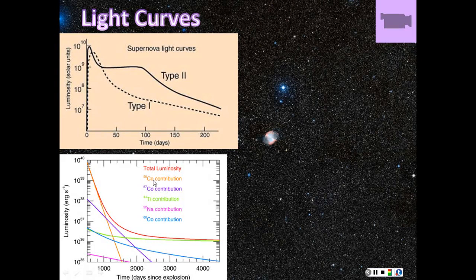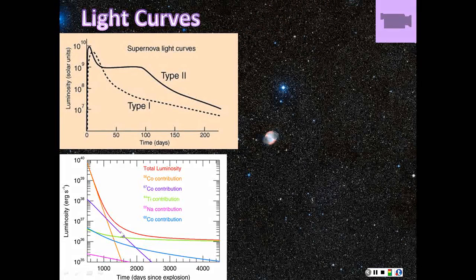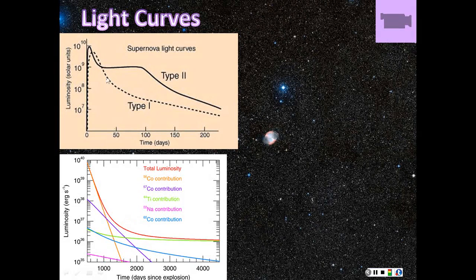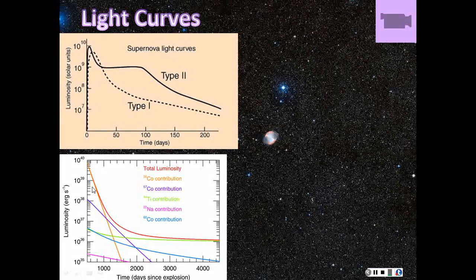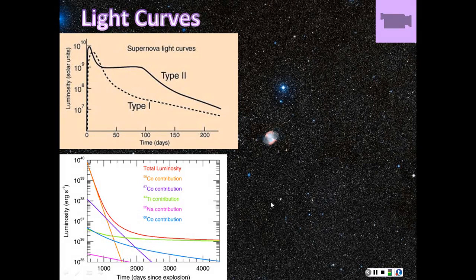So depending on the ratio of cobalt 56 to 57 to 60 and the other pieces, this overall total luminosity, the total brightness that comes from this radioactive decay, will vary. And so this is why there is a physical relationship between the absolute brightness and the shape of the light curve. It's because the absolute brightness relates to the mass of each of these things that are made, and that will change the way in which this slope goes down.